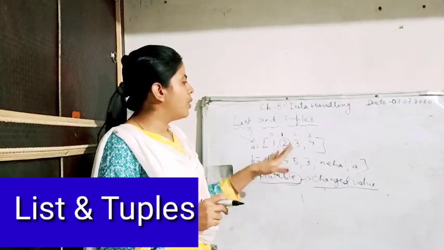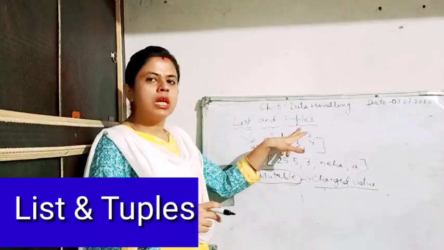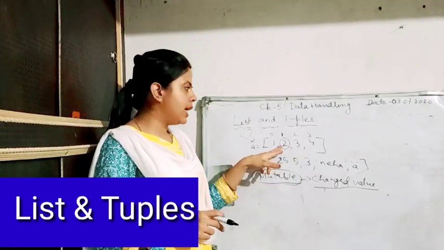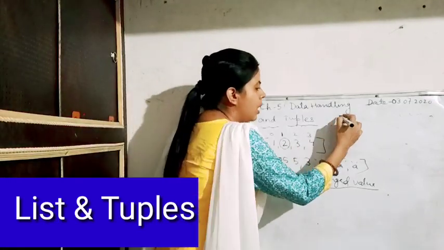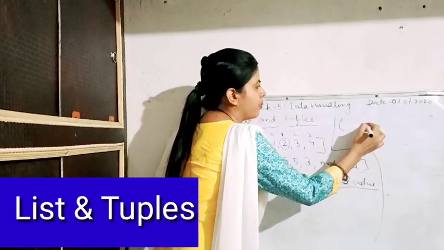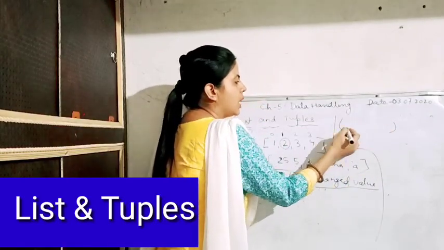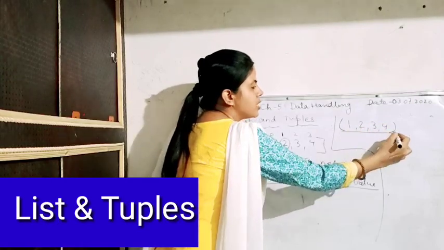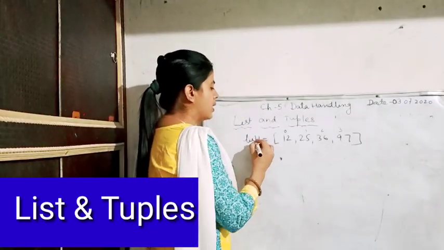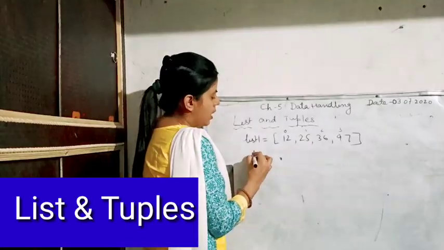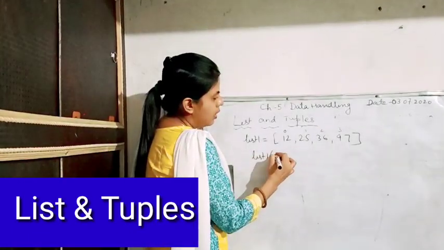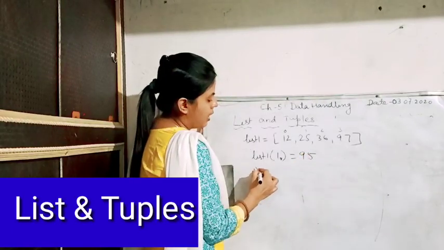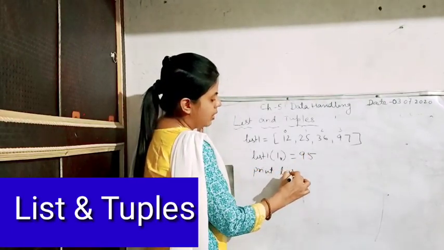Now moving forward, I will tell you what tuples are. Tuples are also a list of comma separated values, but they are represented in the form of parentheses. So anything which is written in parentheses like 1, 2, 3, 4 will be called a tuple. I'll write here like this: list 1 is equal to this. Now list 1 position is equal to 95, and then I will write print list 1.